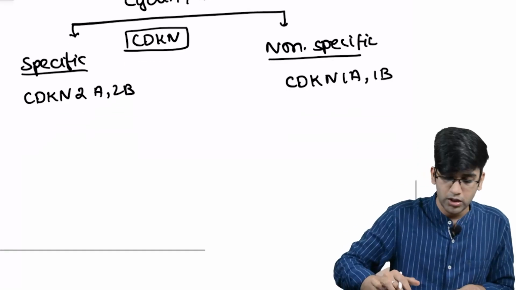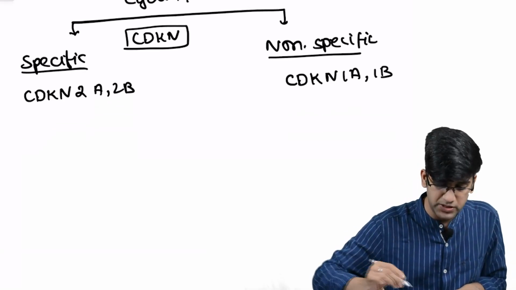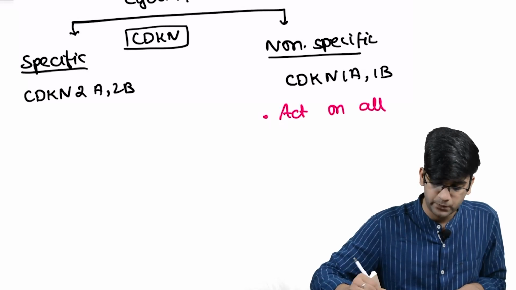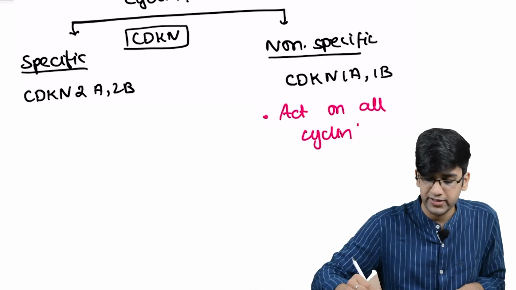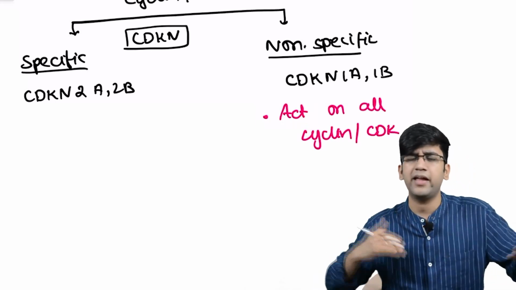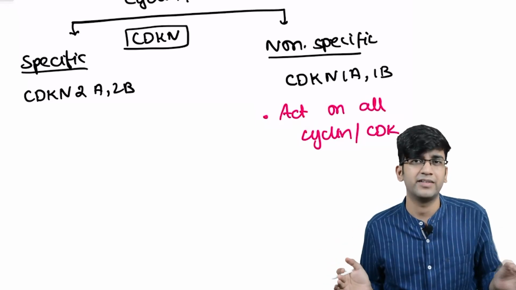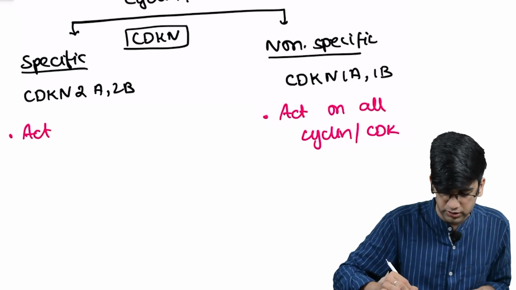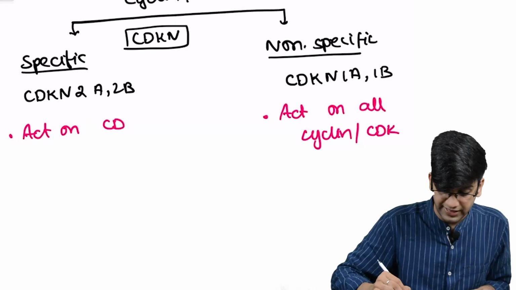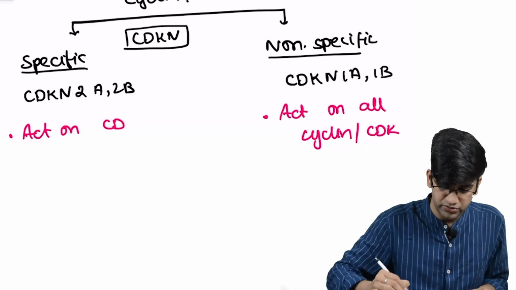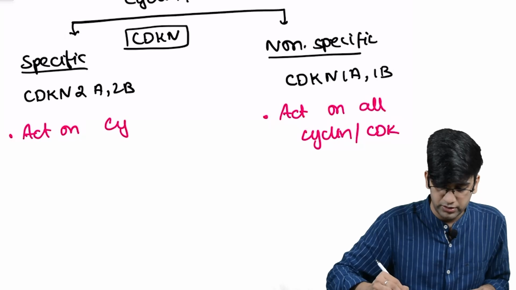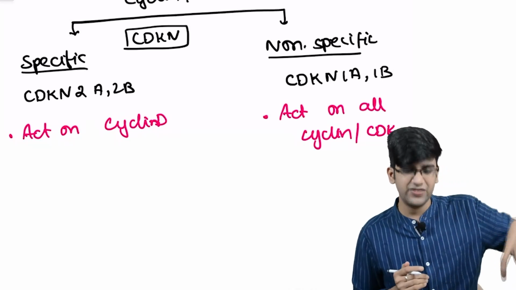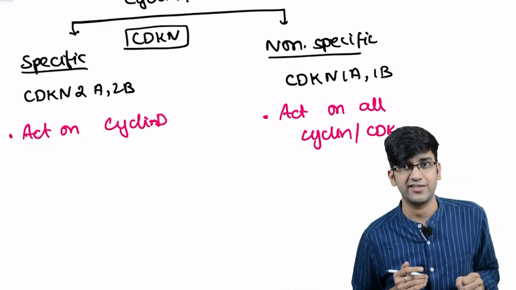That's it. So what are non-specific? Why do I call it non-specific? They can act on all cyclins, or cyclin dependent kinases, A, E, or B, anything. There's no specific cyclin. All cyclins. Here they act specifically on cyclin D and cyclin dependent kinase 4 or 6, right? It's going to act specifically on cyclin D. That's why it's called specific cell cycle inhibitors.